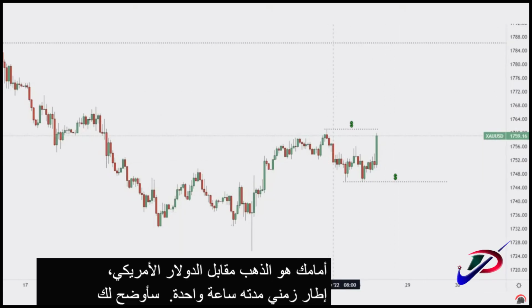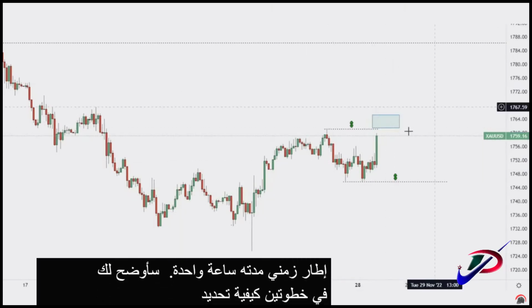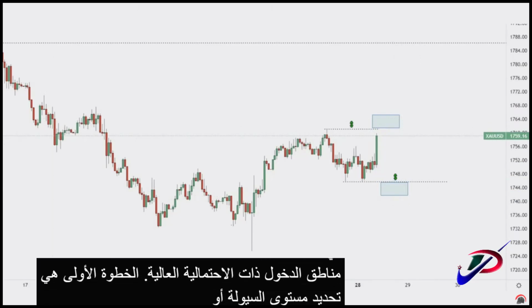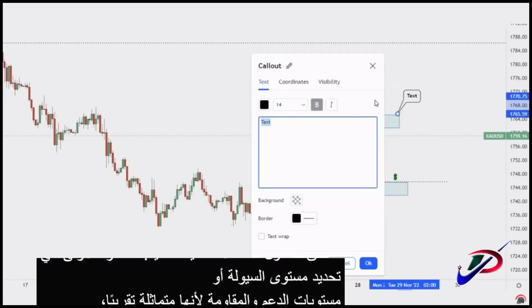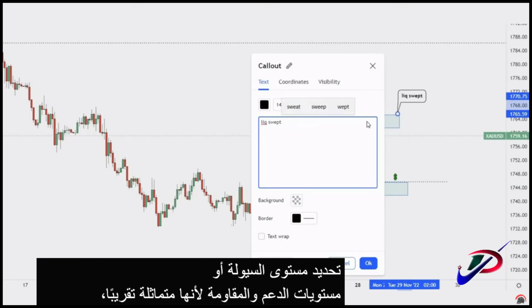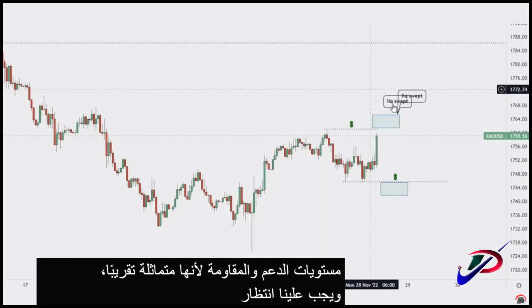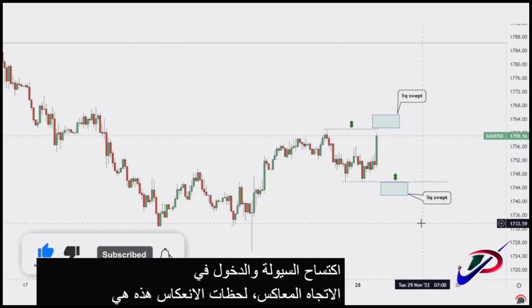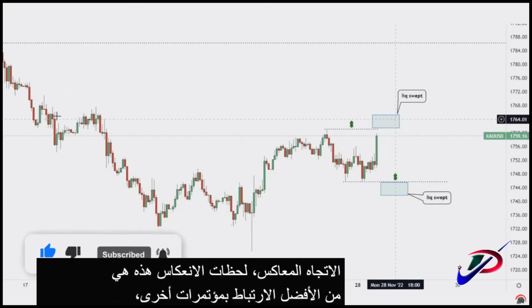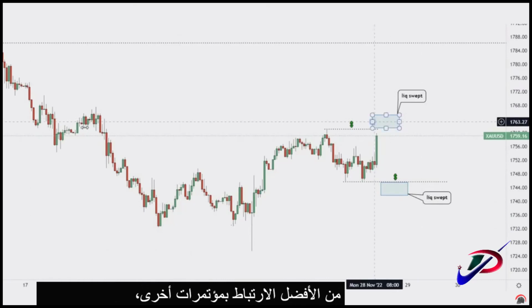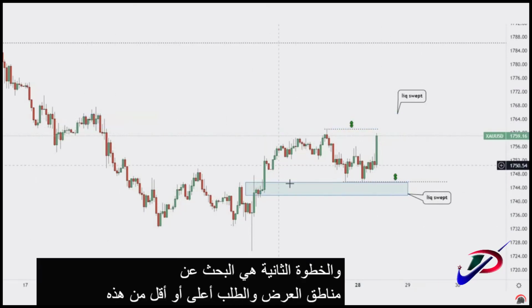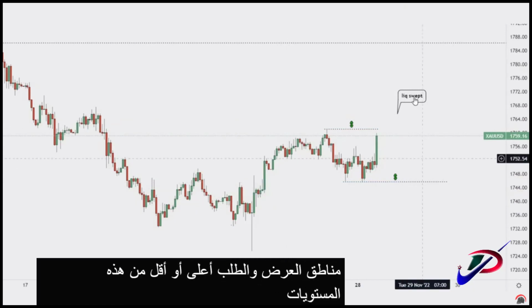I am going to show you in 2 steps how to identify the high probability entry zones. First step is to identify the liquidity level or support and resistance levels, because they are approximately the same. We must wait for a liquidity sweep and enter in the opposite direction. These reversal moments are better to correlate with other confluences. The second step is to search for supply and demand zones above or below these levels.